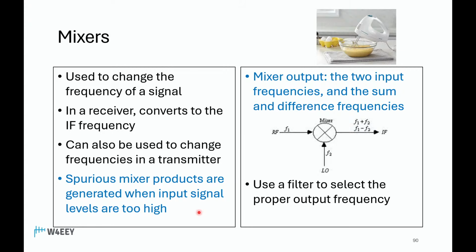So spurious mixer products are generated when input signal levels are too high. We got a picture of a mixer up here, and that's probably a pretty good analogy, because yeah, the electronic mixer mixes things up. You don't want too much of a mess. You don't want the stuff splashing out of the bowl, as would happen if the levels are too high. So the mixer output has two input frequencies, and the sum and difference frequencies. And then we're going to want to filter one, because that's the one that we will want to use, the intermediate frequency. It's done with a filter.